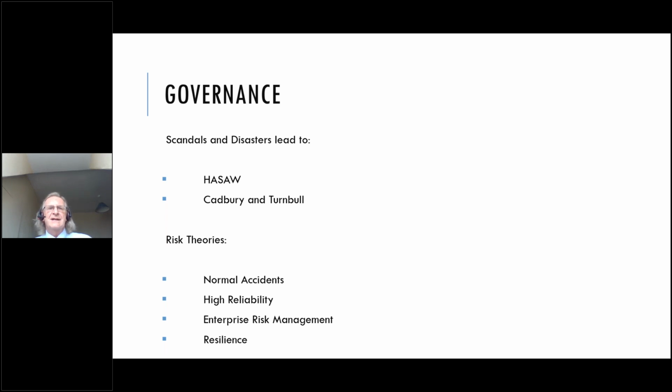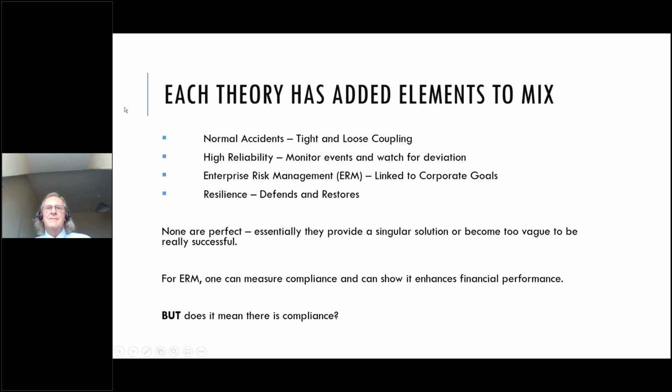Well, of course, that became a little bit more silo orientated and people getting fixated in many respects. So the next blessing was enterprise risk management. Enterprise risk management was a solution to that, followed by resilience. So we can go on to the next slide, which says a little bit more. Yes, tight and loose coupling was what we got from normal accidents.